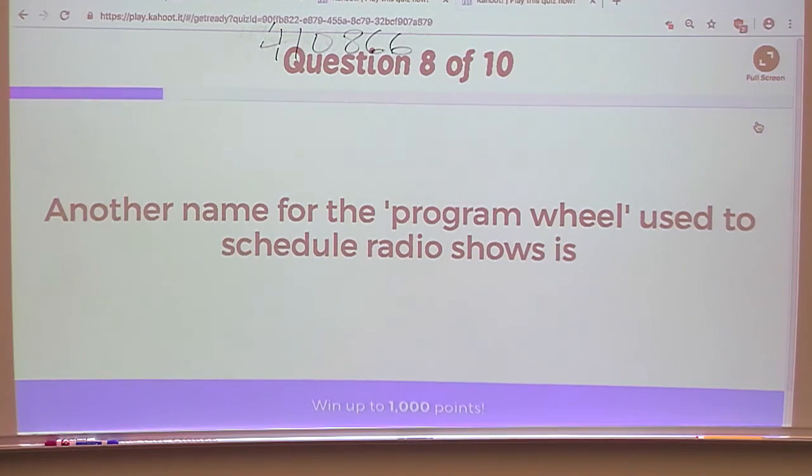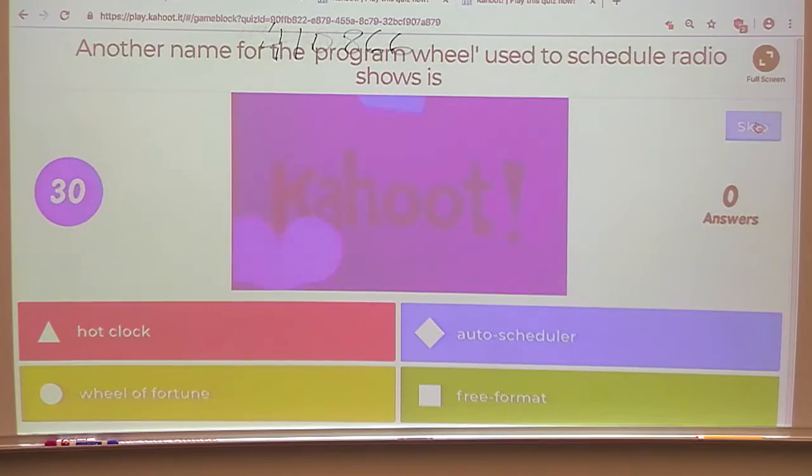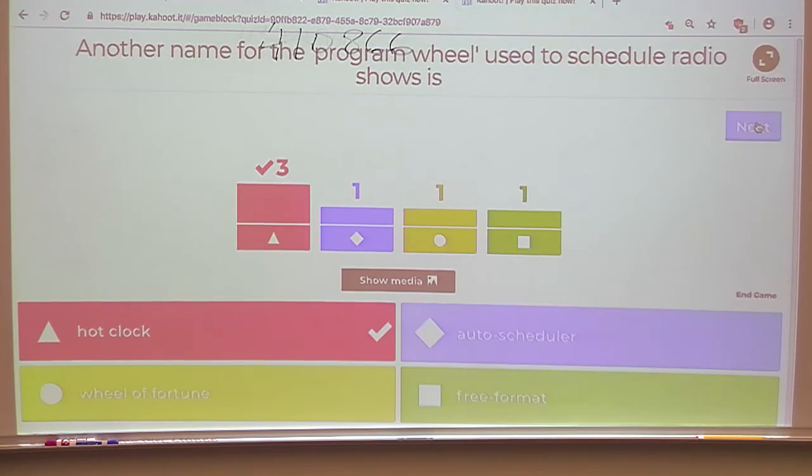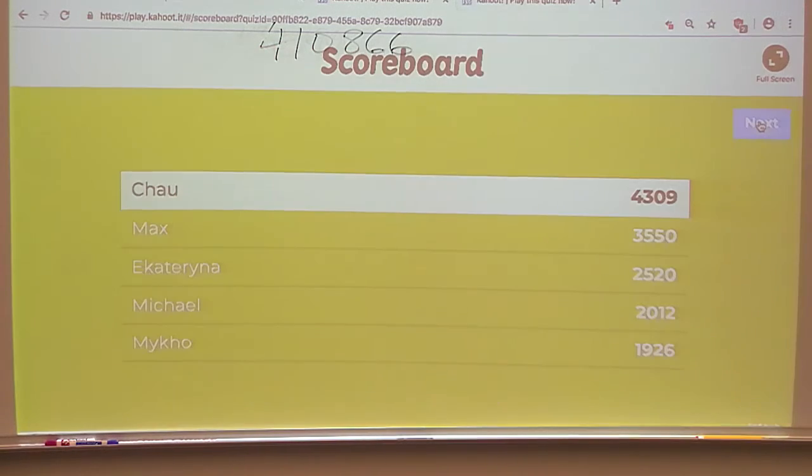And on we go. Another name for the program wheel used to schedule radio shows. So this is a wheel that looks like this. It represents an hour of programming. It's divided into quarters, and you stick different program slices into that. What is that called? Is it called a hot clock, the Wheel of Fortune, an auto scheduler, or free format? Okay, great, the hot clock. This is a hot clock. Nice. So that's a programming tool for radio.